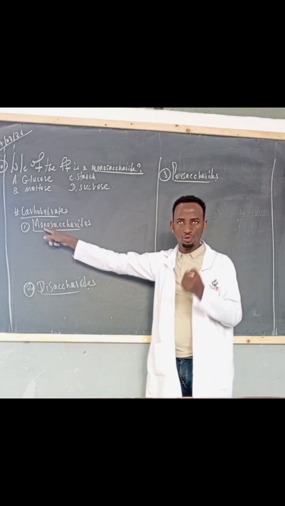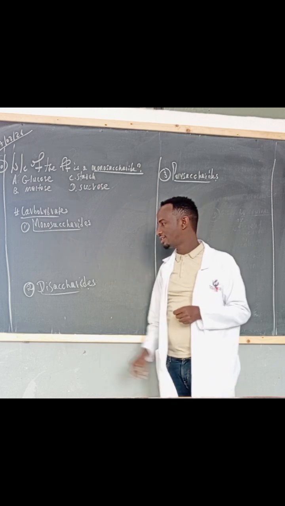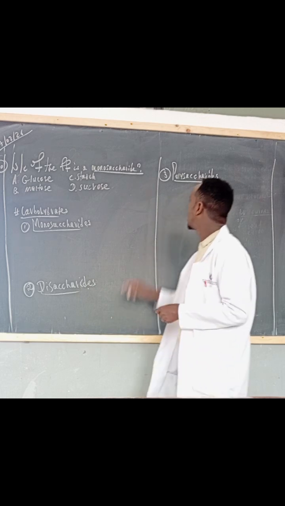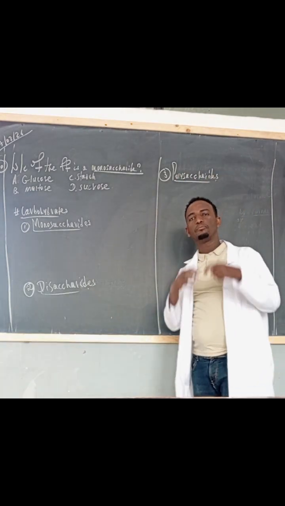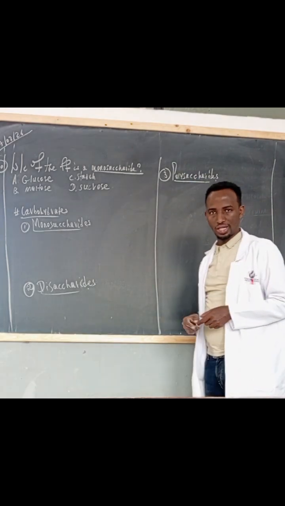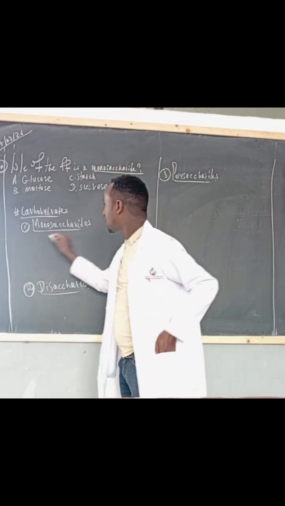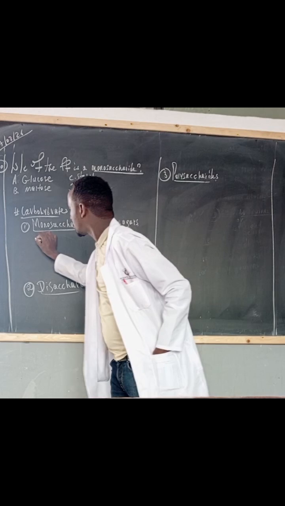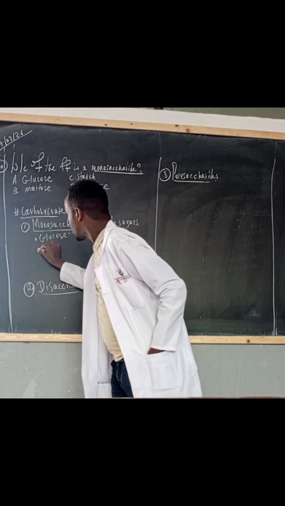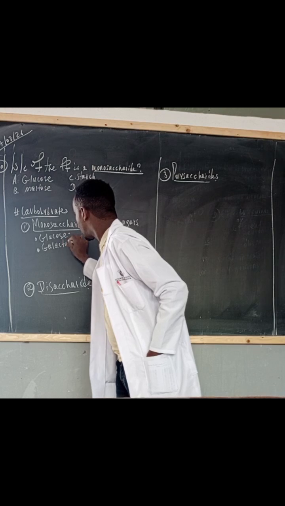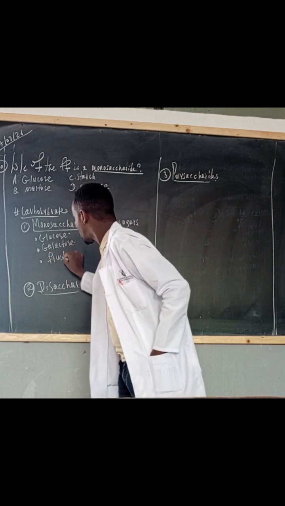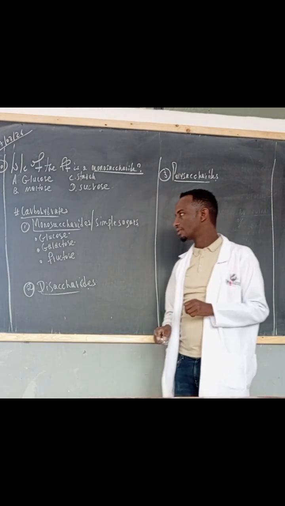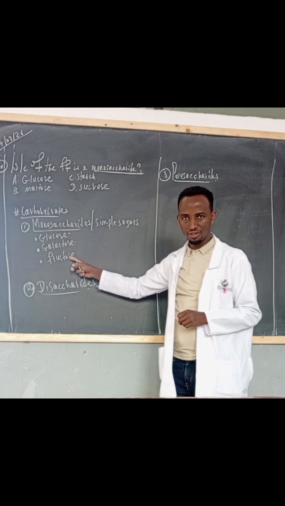Monosaccharides, simple sugar, a single sugar unit. Disaccharide, di, two, saccharide, sugar. Polysaccharides, poly, many, saccharides, sugar. So, monosaccharides are simple sugars. These are glucose, galactose, and then fructose. Monosaccharides or simple sugars in banana. Glucose, galactose, and then fructose.